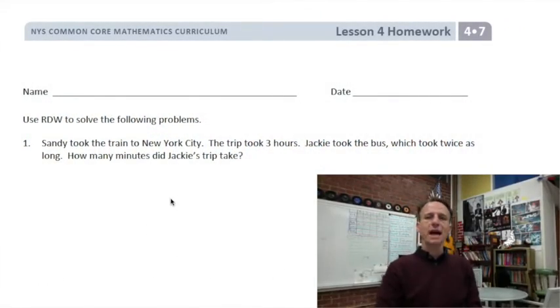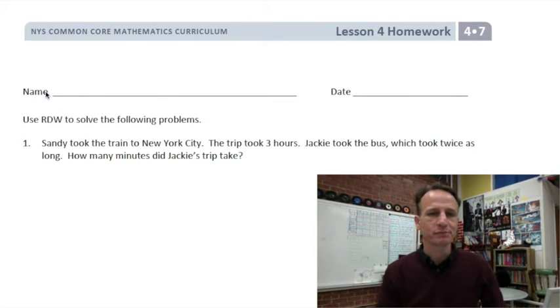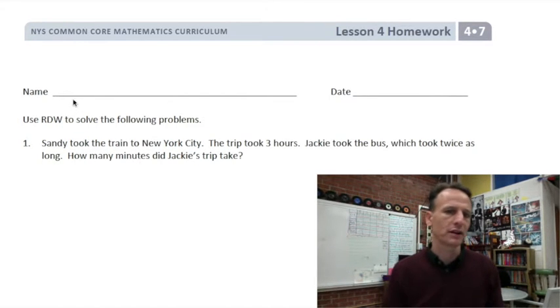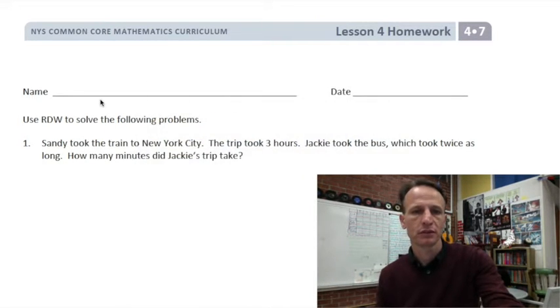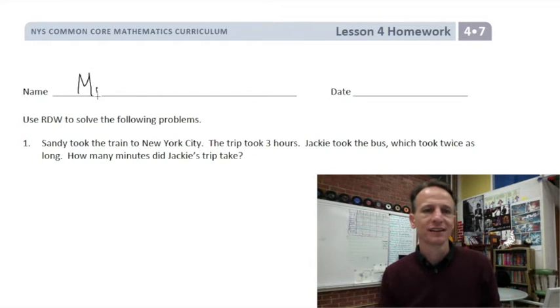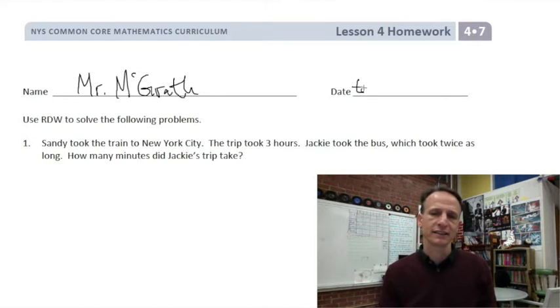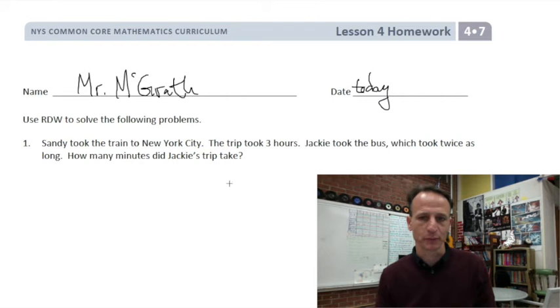It's homework time. Yes, let's do it. All right, start by putting our names down at the top of the paper. All right, my name. Whoops. There we go. All right, my name, you write yours. And write today's date. Today, you write the actual date, where and when you are in the world.